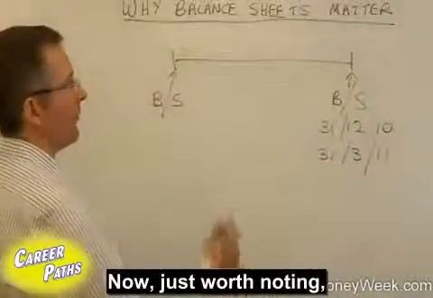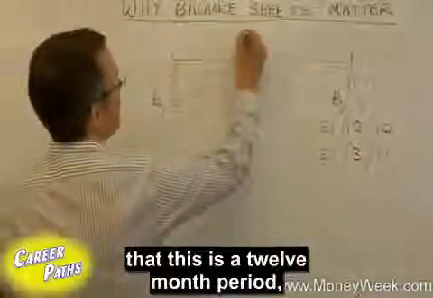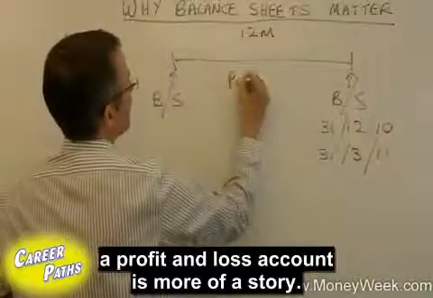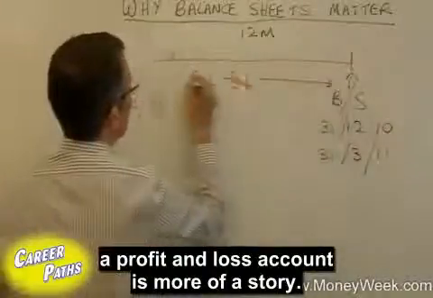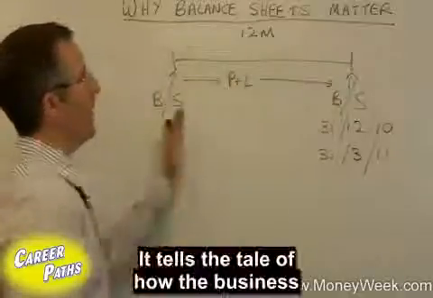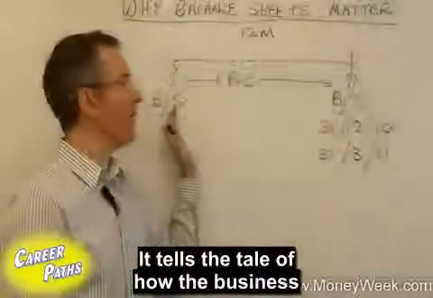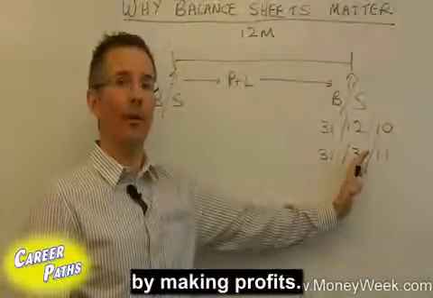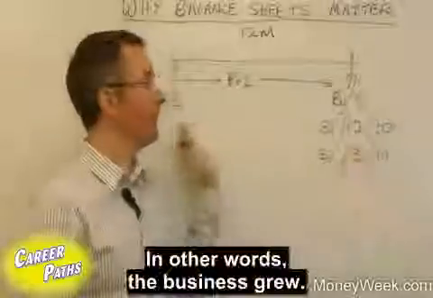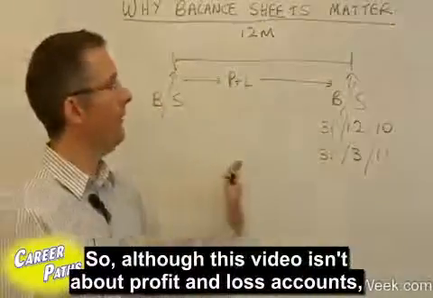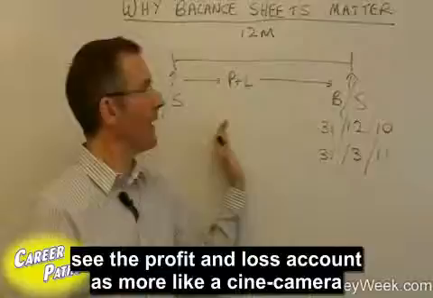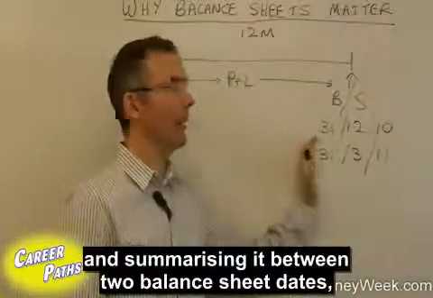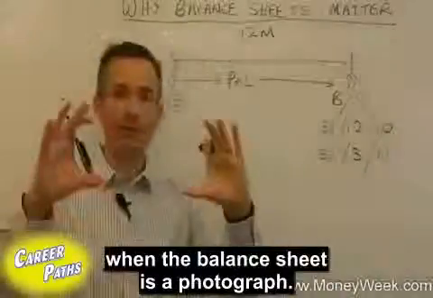Now, just worth noting that although we're going to focus on balance sheets, if this is a 12-month period, a profit and loss account is more of a story. It tells the tale of how the business got from here to there, and hopefully the answer is by making profits. In other words, the business grew. So although this video isn't about profit and loss accounts, see the profit and loss account as more like a cine camera, capturing everything that's happened and summarising it between two balance sheet dates. Then the balance sheet is a photograph.